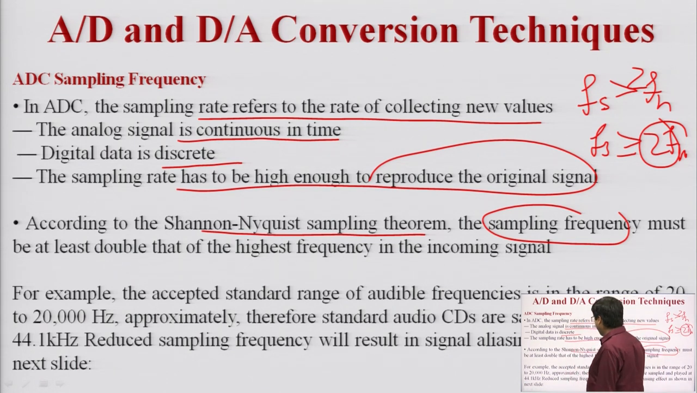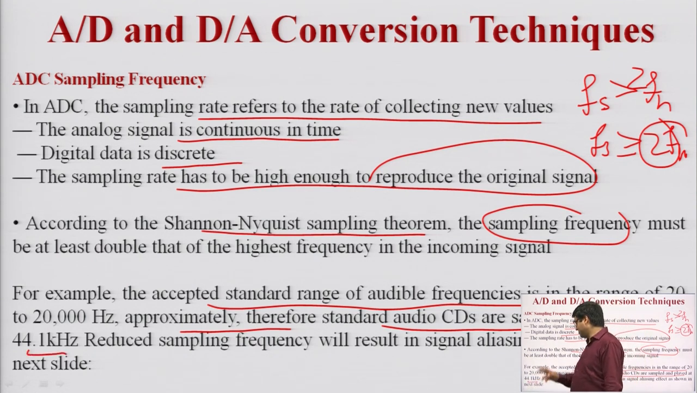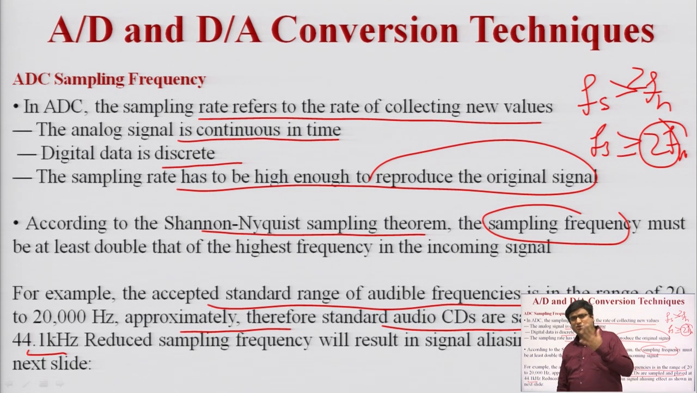For example, the accepted standard range of audible frequency is approximately 20 to 20,000 hertz, but standard audio CDs are sampled and played at 44.1 kilohertz, very much larger. So the sampling rate should be high compared to the original signal. If it is not higher, you cannot reproduce the actual signal.